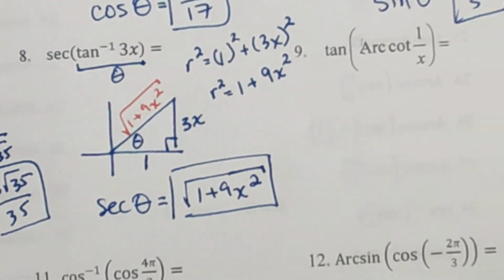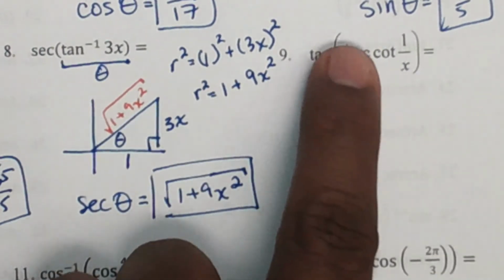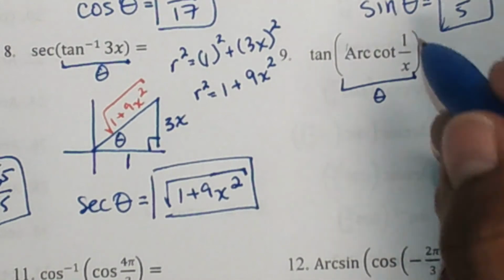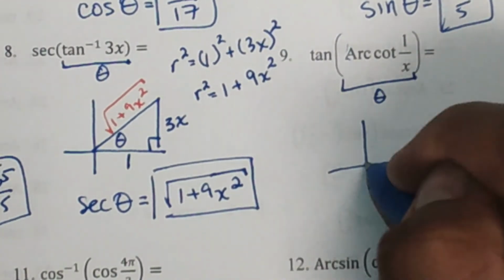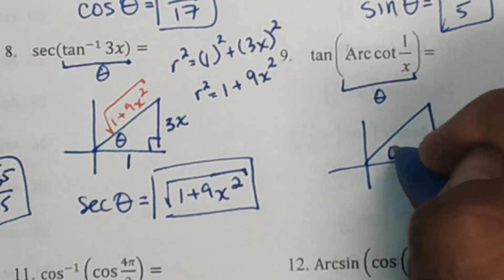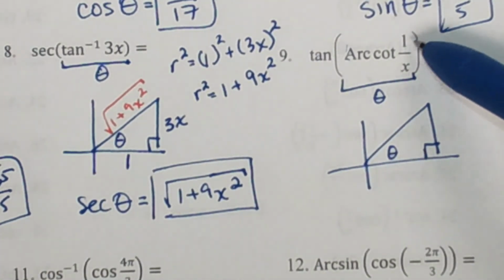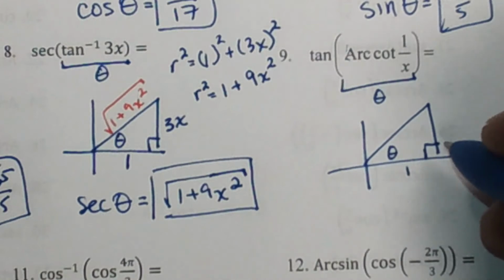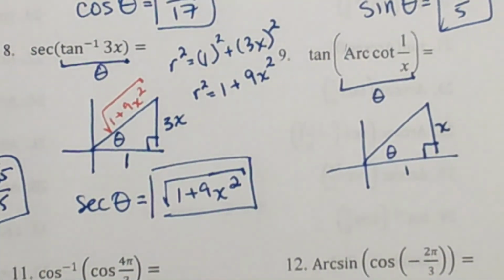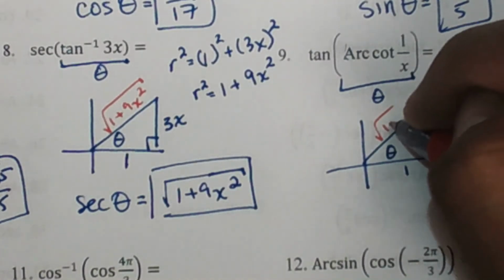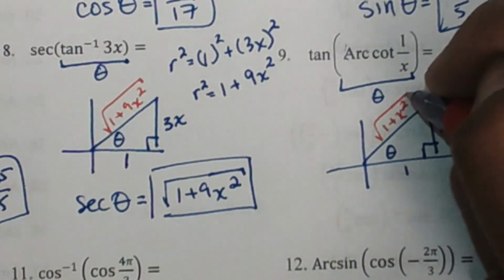All right, what about this next one? Well, arc cotangent tells me an angle measure. And it's positive, so it's going to automatically be in quadrant 1. Cotangent, you could think about it as x over y. So this is 1, this is x. And if you do the Pythagorean theorem again, just like what we did over here, we end up getting 1 plus x squared, or x squared plus 1.